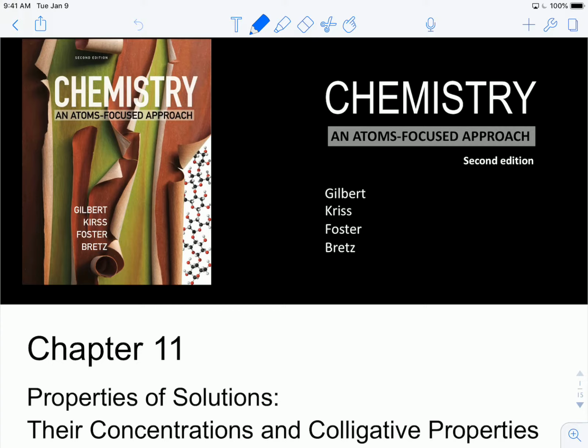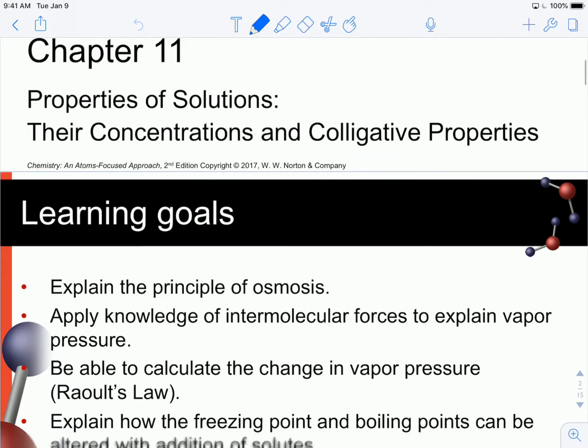One reason we saved Chapter 6 for Gen Chem 2 is that it pairs really well with Chapter 11. Chapter 11 is properties of solutions, their concentrations, and colligative properties. Colligative properties are properties that depend basically on the number of solute particles in the solution. And it's independent of their identity, so it really is dependent on their sheer numbers, and that can be expressed in different ways of expressing concentration.